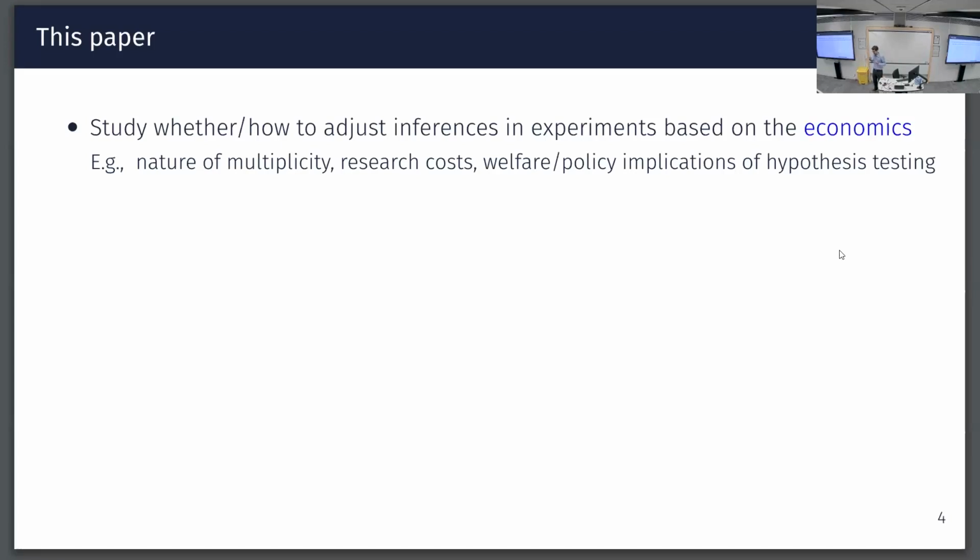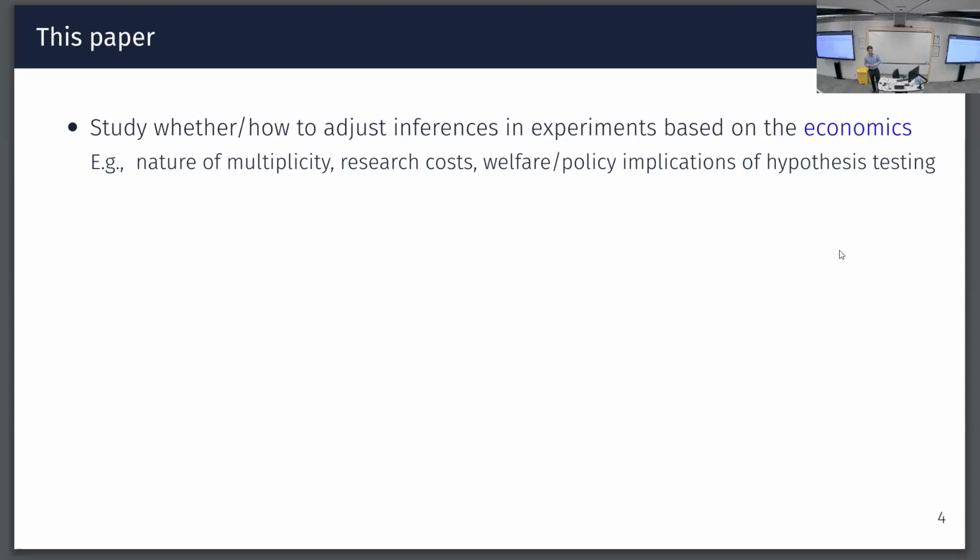Moving away from the recap from yesterday, let me just discuss what I'm going to present today. Today I'm going to present a paper which studies when and how we would like to adjust inference because of multiple hypotheses. And we're going to try to relate the problem to the economics of the environment.